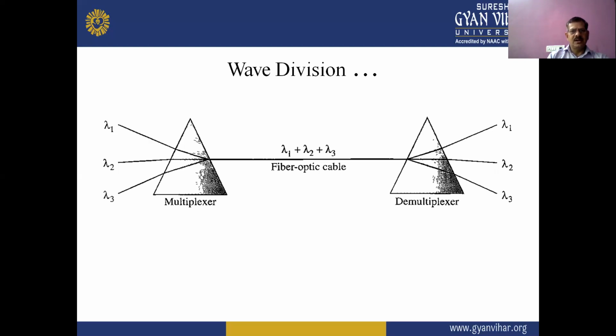There are different input light signals which have different wavelengths, lambda 1, lambda 2, lambda 3. After the multiplexing technique, the different light signals are transmitted on a single fiber optic cable. Again, this signal is demultiplexed by the demultiplexing technique, and the output of the demultiplexer is the different light signals which have different wavelengths.